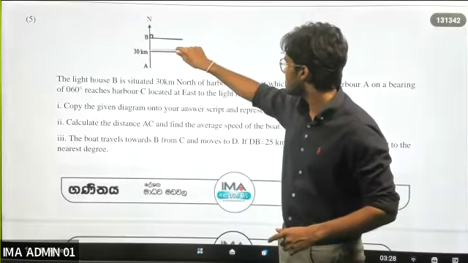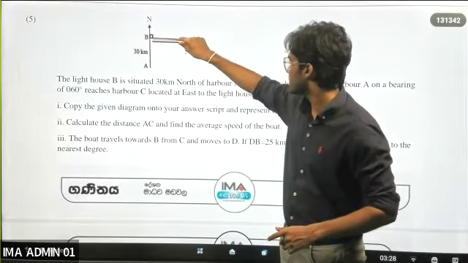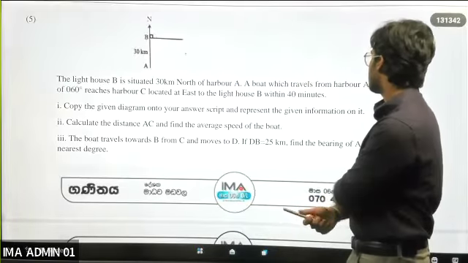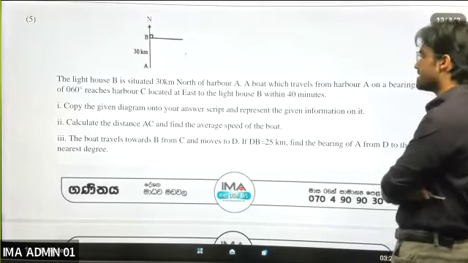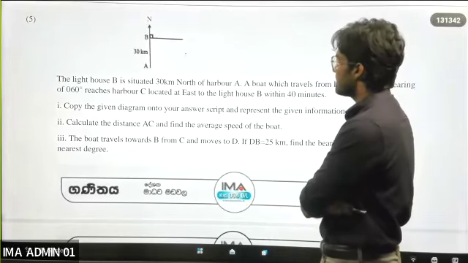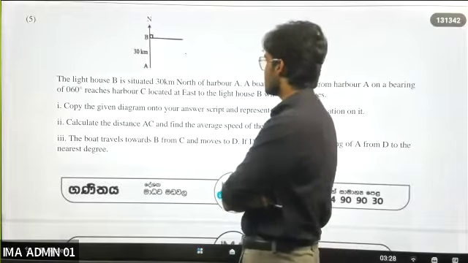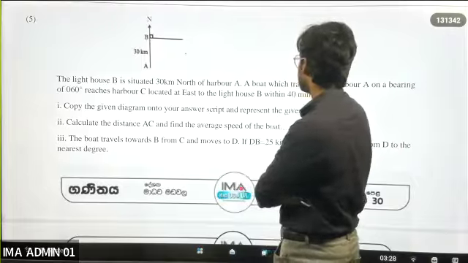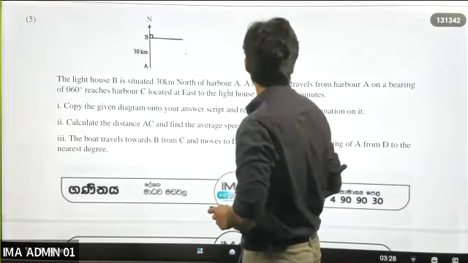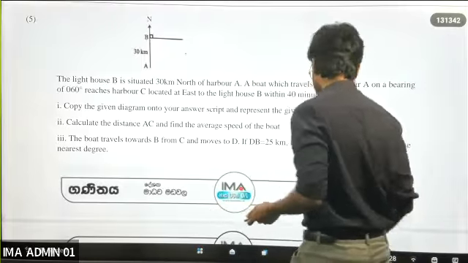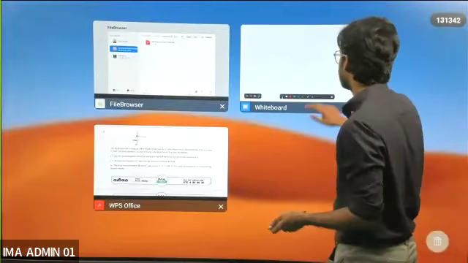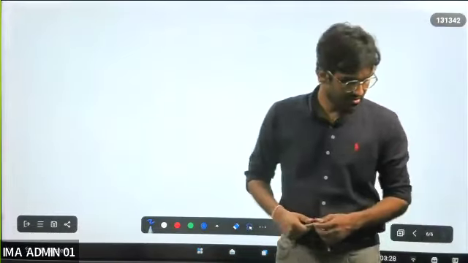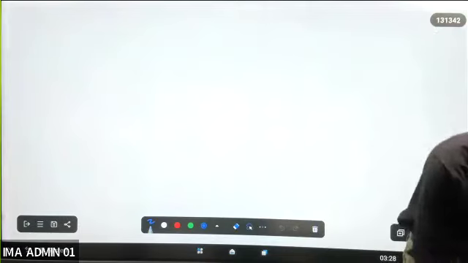Harbour A එකේ ඉඳලා උතුරට north එකට 30 kilometers වලින් තමයි B තියෙන්නේ. A boat which travels from the Harbour A on a bearing of 60 degrees reaches to Harbour C located at east to the lighthouse B within 40 minutes. Right. ඔයාලගේ PDF එක ඔයාලා වෙනම view කරගෙන තියාගන්න, right? Those who are following with the PDF. So graph එක අපි ටක් ගාලා දෙගමු.